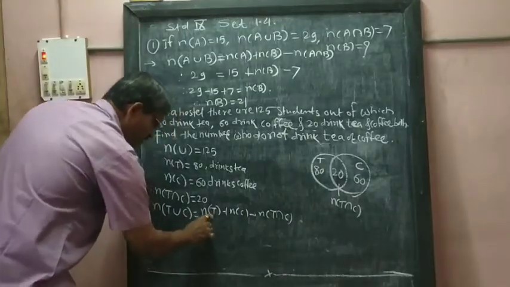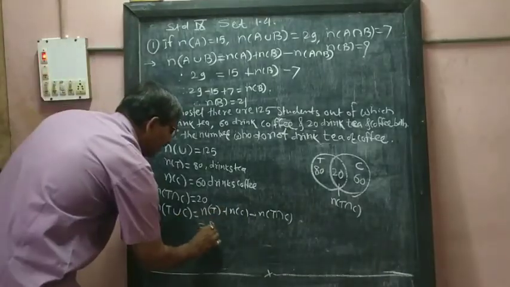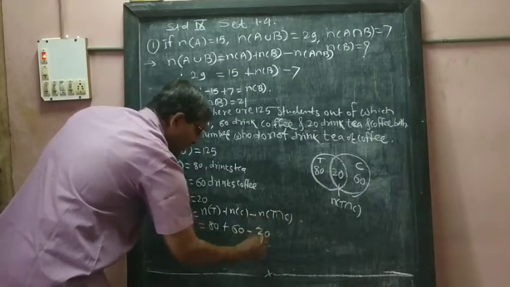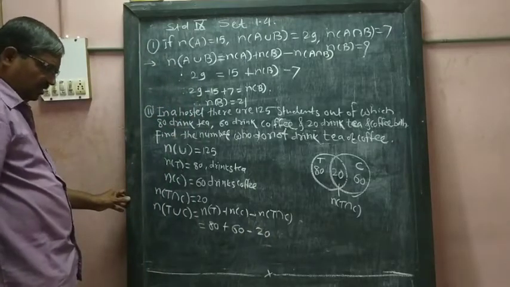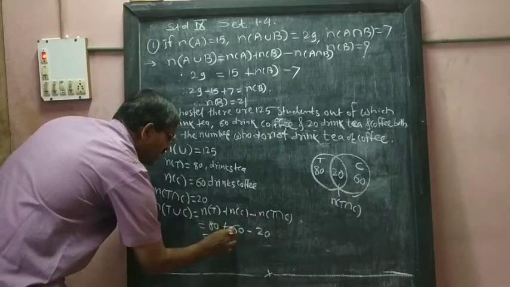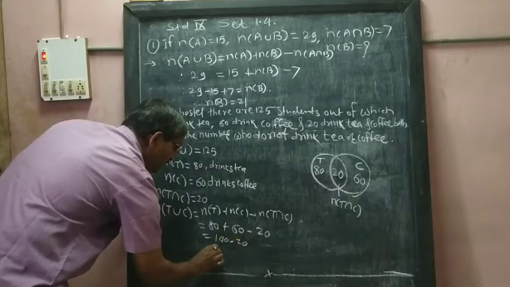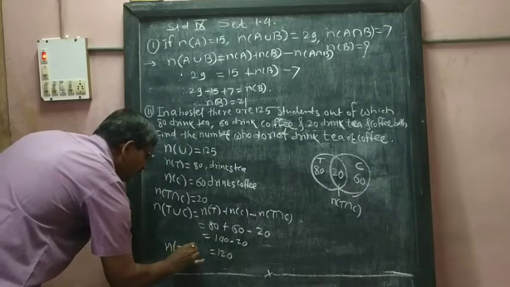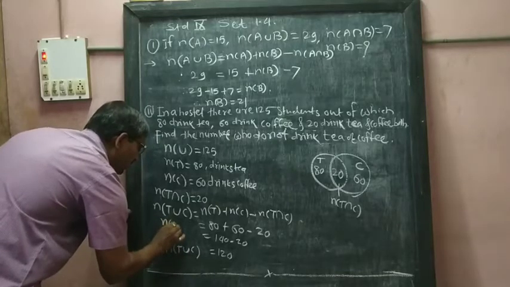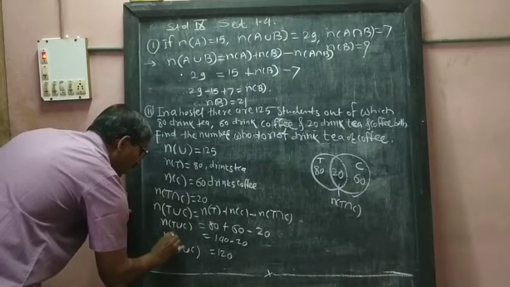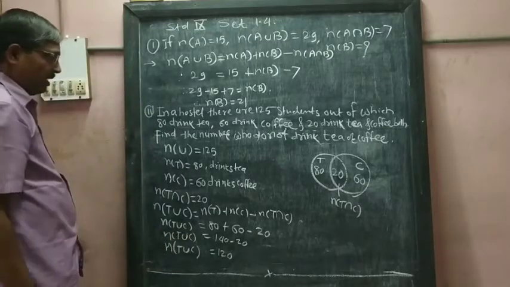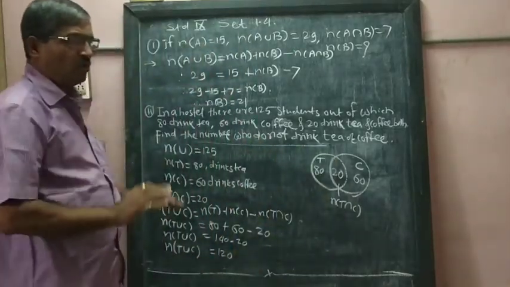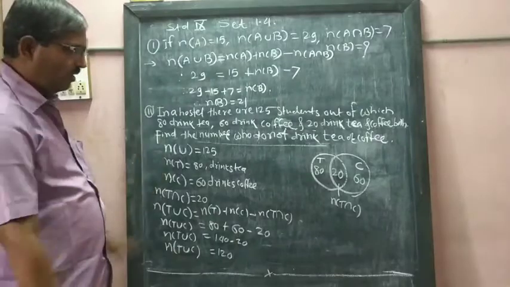The number of students who are drinking tea is 80, coffee 60, and the intersection T intersection C is 20. So 80 and 60 is 140, minus 20, how many are there? 120. It means a total of 120 students have the habit of drinking tea and coffee. Okay. Then what is our question? Find the number of students who do not take either tea or coffee.